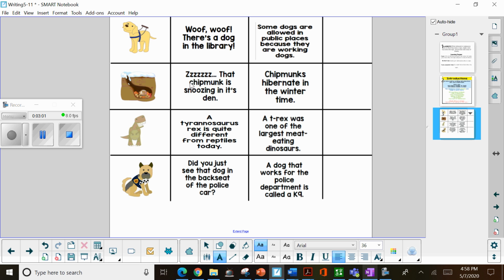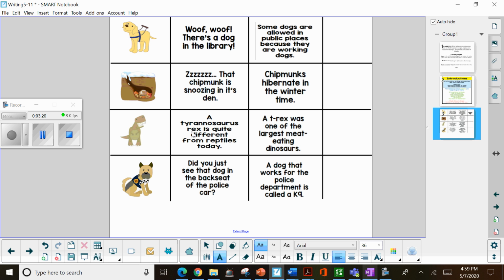For the chipmunk, "Zzz," there's that onomatopoeia. "That chipmunk is snoozing in its den." That's what it calls its home, its den. And then the second one, "Chipmunks hibernate in the wintertime." And this picture obviously illustrates that.